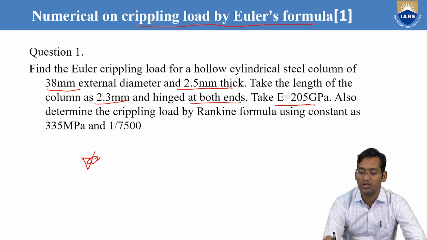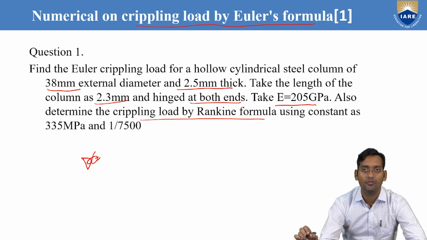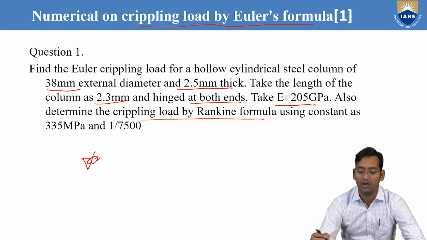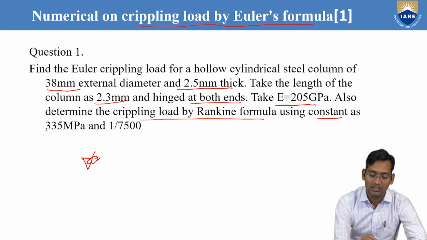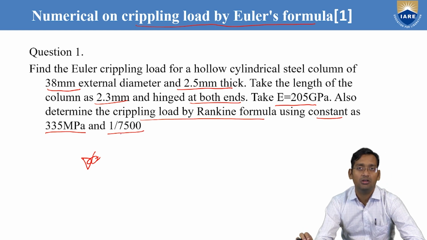Take E equals 205 megapascal. Also determine the crippling load by Rankine formula. Here both are required, using the constant as 335 megapascal, and the alpha value required for the crippling load is 1 by 7500.